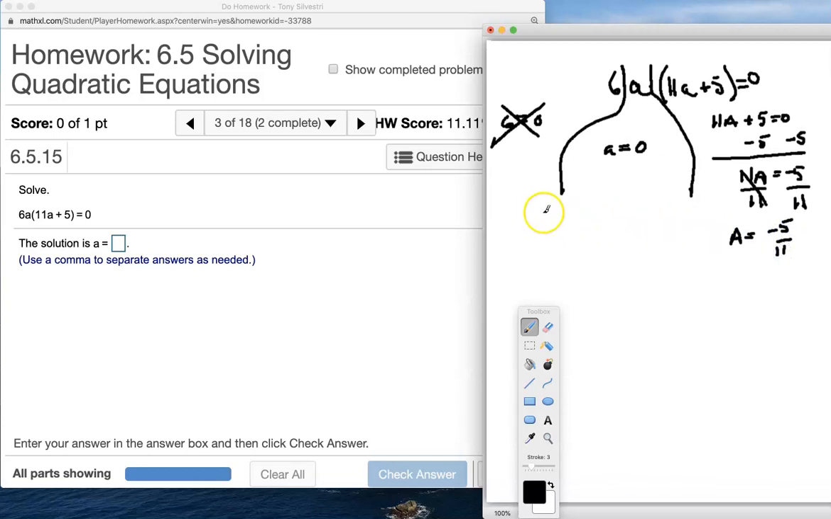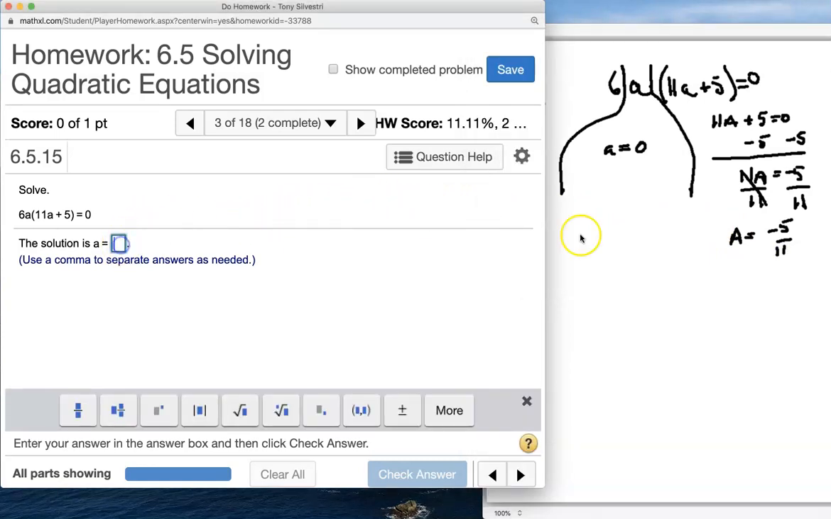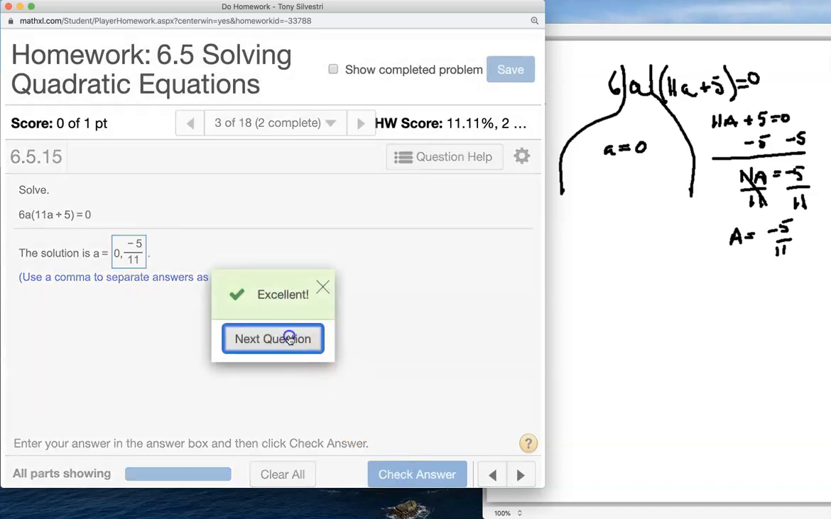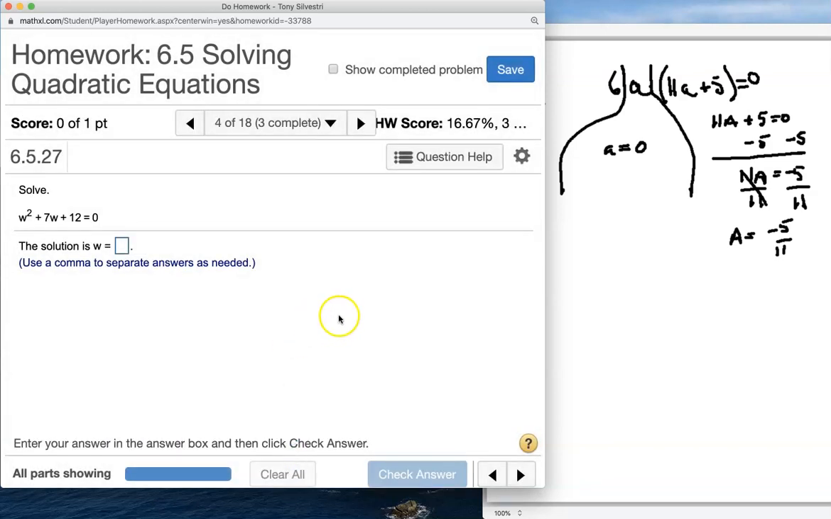So let's put those answers in the computer, see what happens. We get 0, comma, and then I'm going to make a nice little fraction here. I'm going to put negative 5, as long as the negative is there, and divided by 11, there's your fraction. I'm going to hit check answer, excellent, and okay.